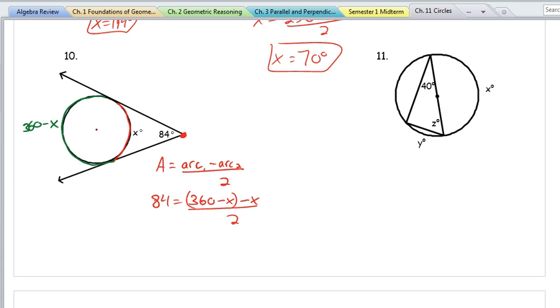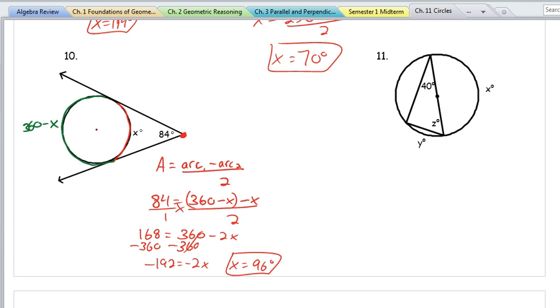And again, nothing changes here. I'll do this one by cross multiplying, just changing it up. 168 equals 360 minus 2x, because you have a negative x and another negative x, that's negative 2x. Subtract 360 from both sides, and again, that's okay that we're getting a negative number here, because we're going to get rid of it in a second. So we get negative 192 equals negative 2x, so x is equal to 96 degrees.